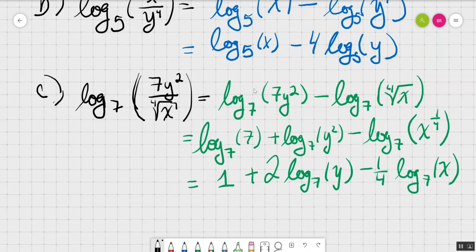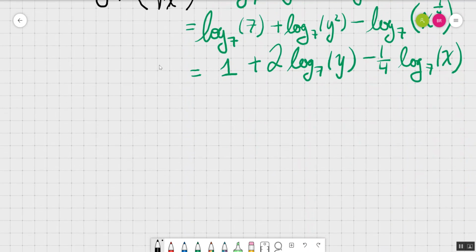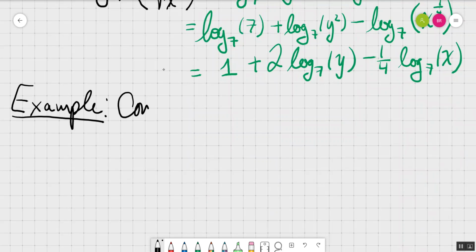Sometimes it's better to combine, which is to go the other way. So I'm going to start with some complicated extended log expressions, and we're going to write them as a single logarithm. So we had expand, now we're going to contract, which is usually written as condense into a single logarithm.